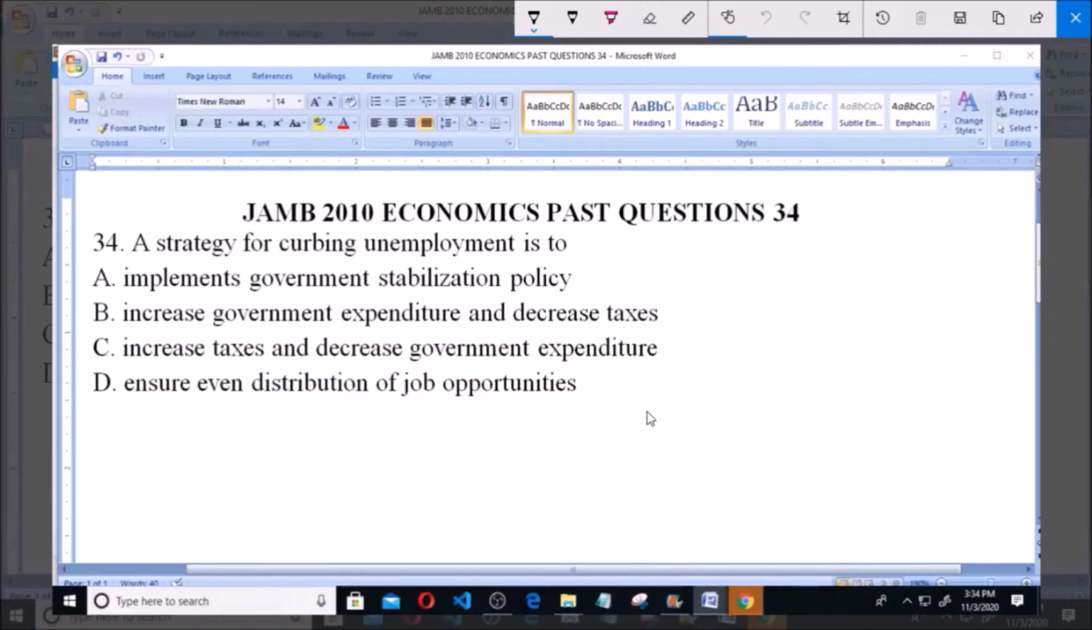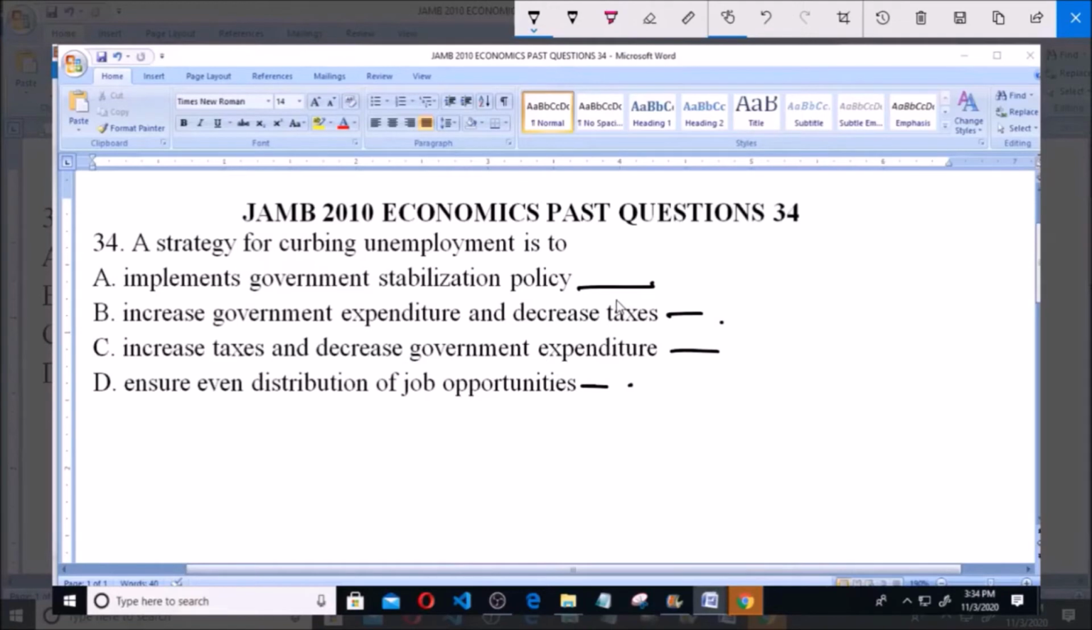Jamb 2010 Economics Past Question, question 34. A strategy for curbing unemployment. Option A says to implement government stabilization policy, B, increase government expenditure and decrease tax, C, increase taxes and decrease government expenditure, D, ensure even distribution of job opportunities.